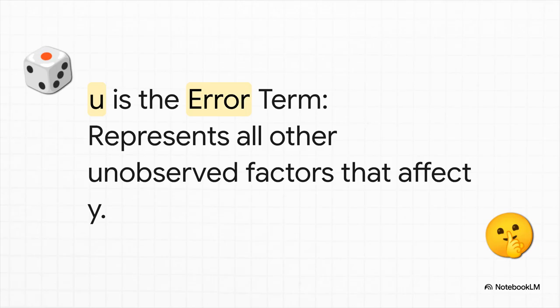But life isn't that simple, right? The real world is messy. And that's where our last character, u, comes in. This is the error term. Think of it as our reality check. It represents literally everything else that could possibly affect wages that we haven't included in our model. It's all the stuff we don't know or can't measure.